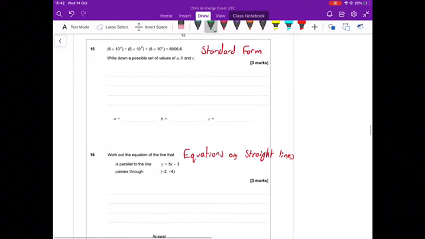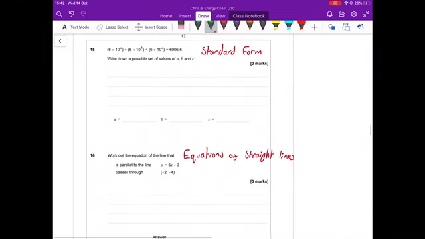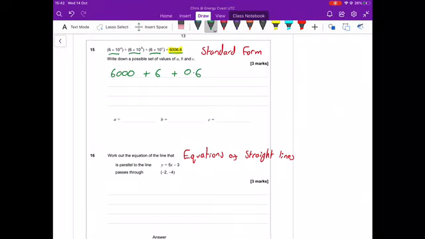Bit of standard form. We get into the pretty hard questions now, okay, but let's have a look. This number here, it wants us to write it as 3 bits in standard form all added together, okay? If I was to break this number down that I'm highlighting in yellow, you could say that it is 6,000 add 6 add 0.6, okay? And so that's what I'm going to do. I'm going to write these 3 numbers in standard form.